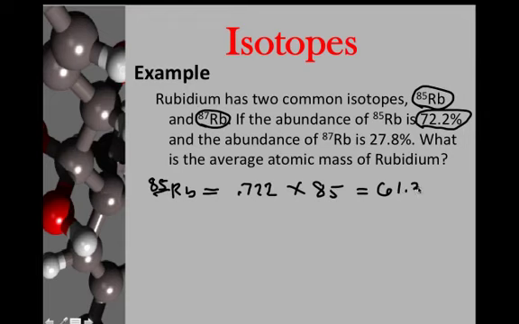61.37. Right. And then we have 87. The percent of abundance is 27.8, which means 0.278, times 87, equals 24.186.